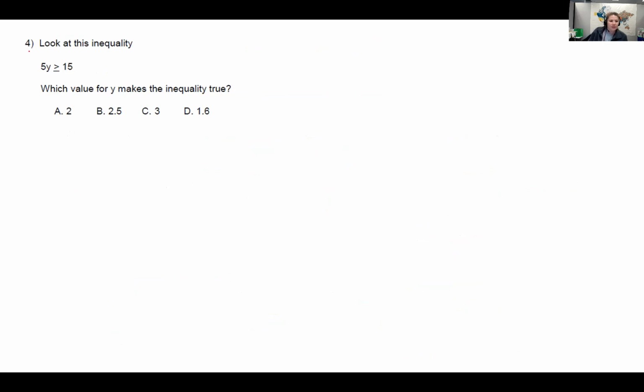All right, number 4, look at this equation. Which value for y makes the inequality true? Well, if I want to solve for y, I can divide both sides by 5. When I divide by 5, I get y is greater than or equal to 3. Is 2 greater than or equal to 3? No. Is 2.5 greater than or equal to 3? Nope. Is 3 greater than or equal to 3? Yes, it is. Is 1.6 greater than or equal to 3? No, it's less than. So C is the right answer.